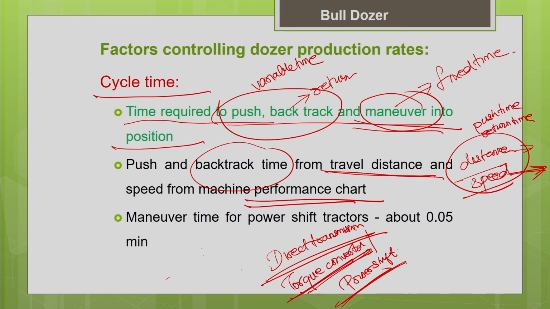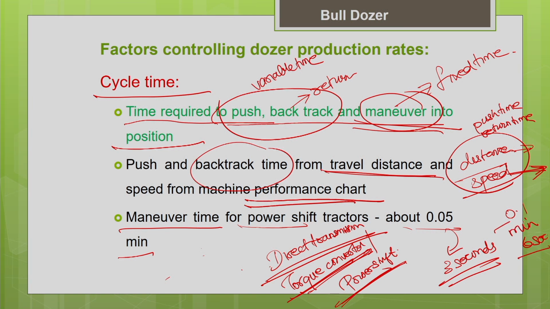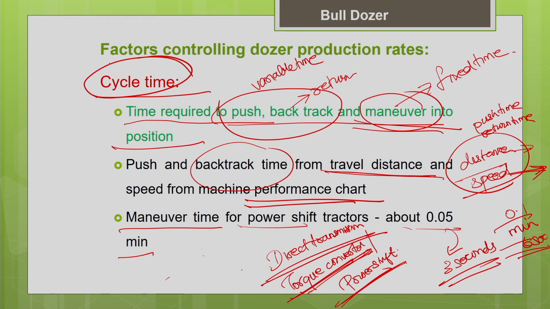So, depending upon the transmission mode, your maneuver time will change. If you go for power shift, that is automatic gear change, the maneuver time is 0.05 minute, which means 3 seconds. But for manual gear change, that is direct transmission, it will be 0.1 minute, say 6 seconds. So, you need to know that based upon the mode of transmission, whether manual gear change vehicles or automatic gear change vehicles, the time taken for maneuvering will also vary. That will also affect the total cycle time of the machine. If you want to make an accurate estimate, we have to consider all these things.